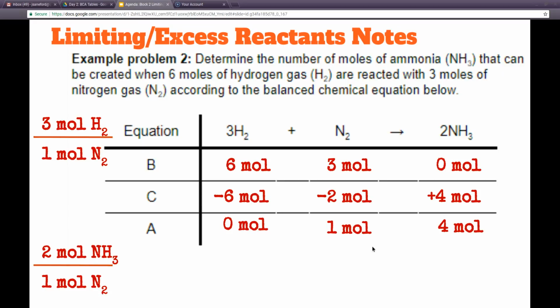And we can do a little analysis here. What was our limiting reactant? The one with 0 moles, right? The one that ran out first. That would be hydrogen. What was our excess reactant? The one that had leftovers. The reactant with leftovers. Nitrogen. How many moles left over were there? 1 mole. And then how much product do we get? In this reaction, if we had these starting amounts, we would get 4 moles of product.